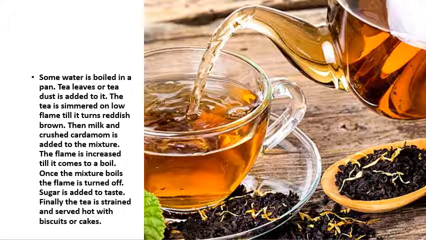So, some water is boiled in a pan. Tea leaves or tea dust is added to it. The tea is simmered on low flame till it turns reddish brown. Then milk and crushed cardamom is added to the mixture. The flame is increased till it comes to a boil. Once the mixture boils, the flame is turned off. Sugar is added to taste. Finally, the tea is strained and served hot with biscuits or cakes.